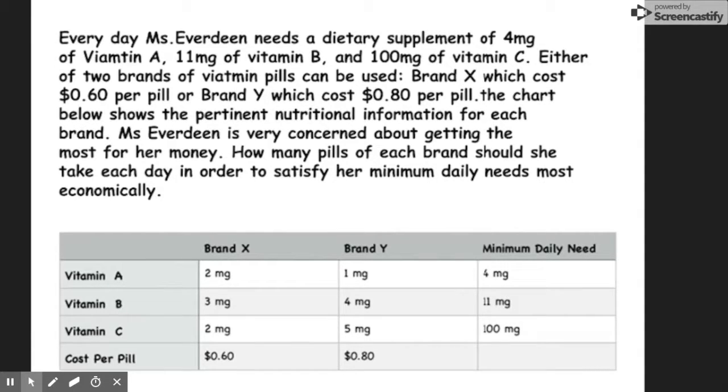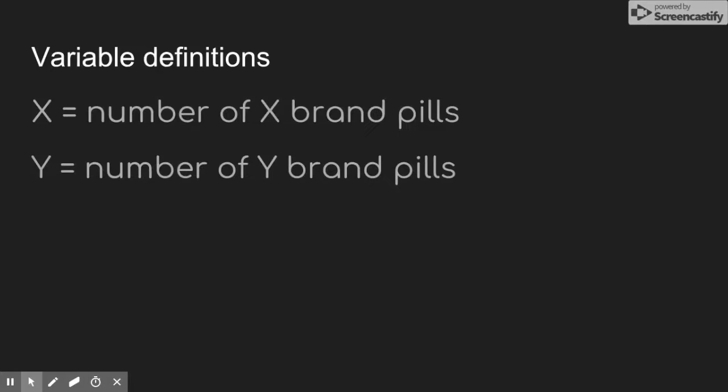So we're trying to figure out how many pills of each brand she should take every day in order to satisfy her minimum daily need most economically. We have defined our variables. X will represent the number of X brand pills, and Y will represent the number of Y brand pills.